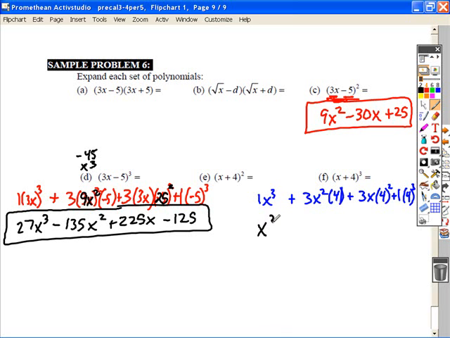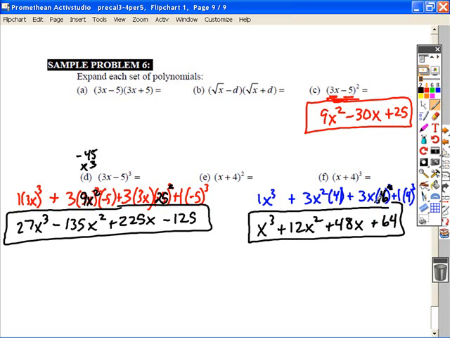So you have your x cubed as your lone term to start. There's nothing to simplify here, so 4 times 3 gives you 12 x squared. Here the 4 squared is a 16. 16 times 3 is 48 x. And then 4 cubed is 64. Again, all the signs are positives. And that would be your simplified form.